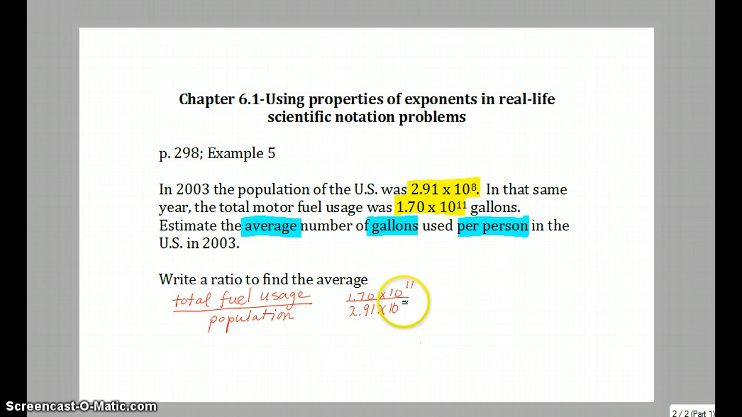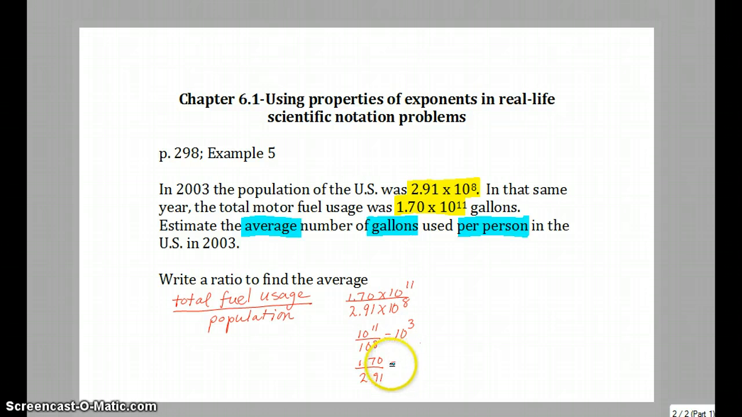I always like to start with the simpler one, which is 10 to the 11th over 10 to the 8th. And one of the reasons I do that, you have the quotient of a power property, because they're the same bases. I have 11 tens in the numerator and 8 tens in the denominator, which is 3 tens, 10 to the 3rd. The reason I do that is because when I calculate the 1.70 divided by 2.91, I want to have 3 digits past the decimal.